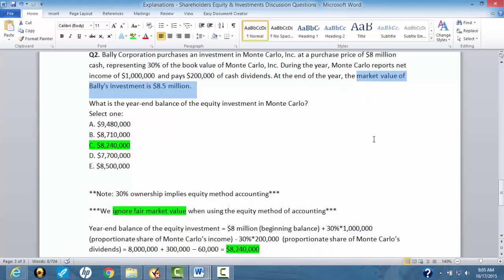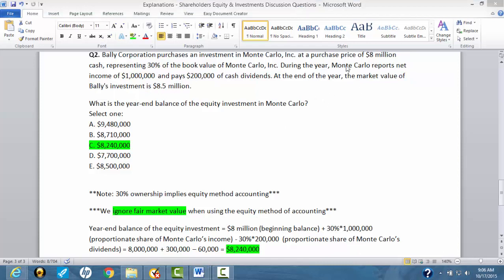So how do we determine the ending balance of the equity investment? Equity investments for which we use the equity method of accounting implies that the investor company has significant influence over the investee. Because of that, the investor company recognizes a proportion of the net income and dividends of the investee based upon its percentage of ownership.